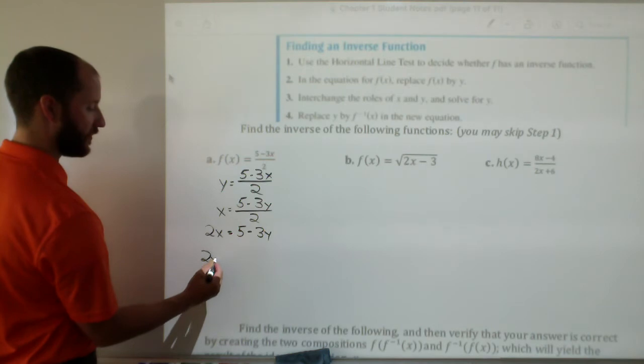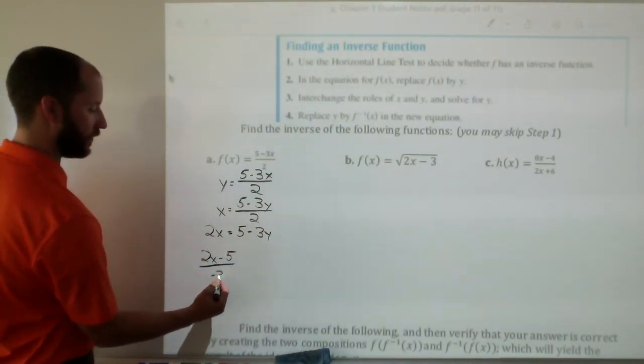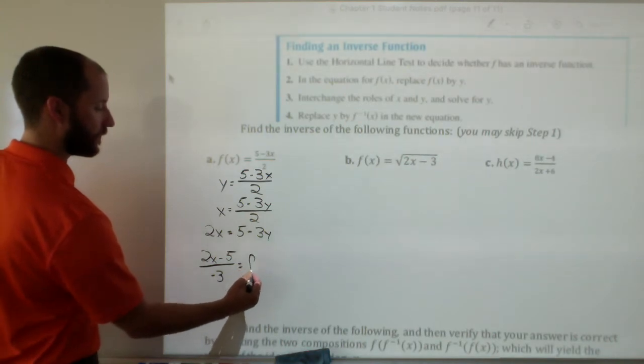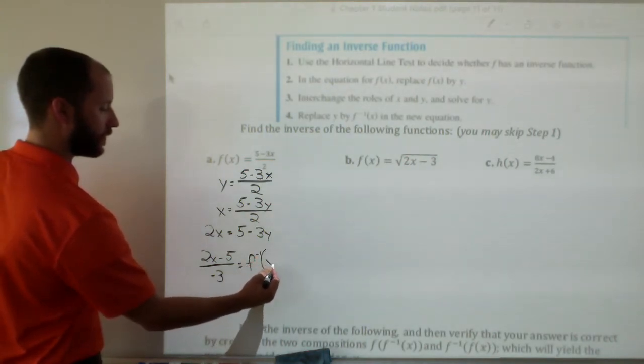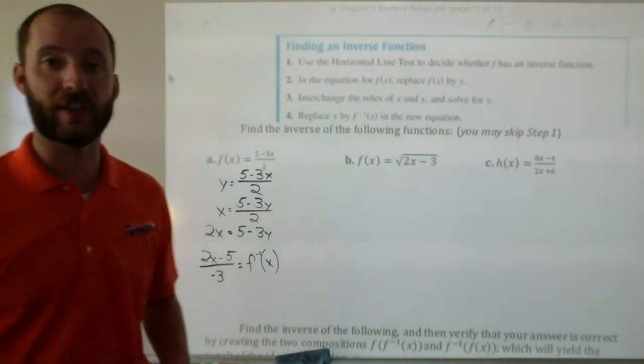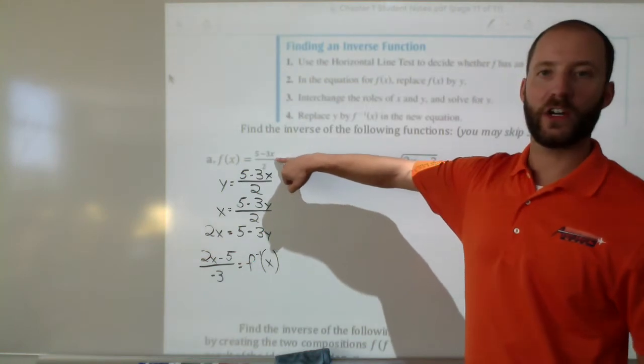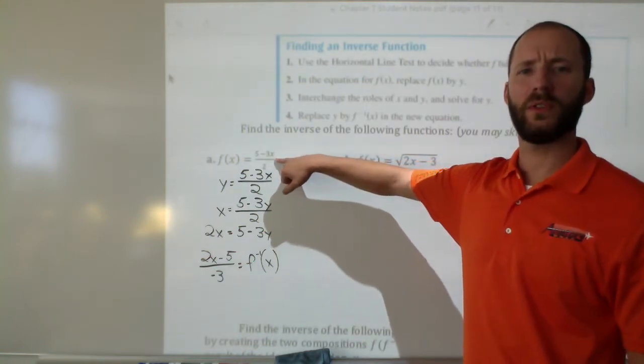Subtract the 5. And also divide by the -3. And that gives us our inverse function. And take a look at what we got here. In the original function, kind of go through the order.